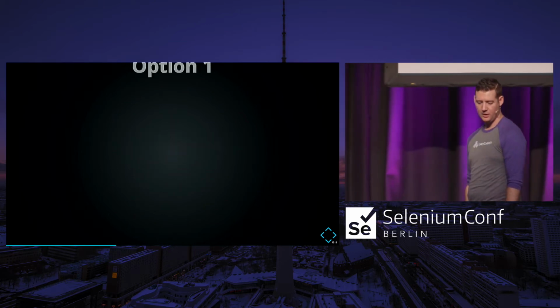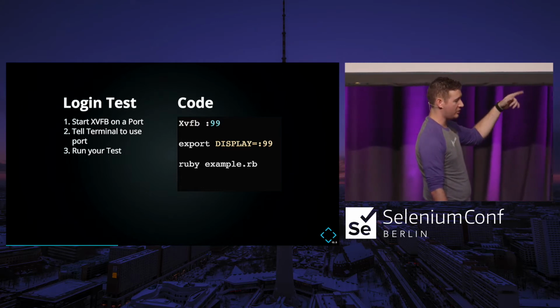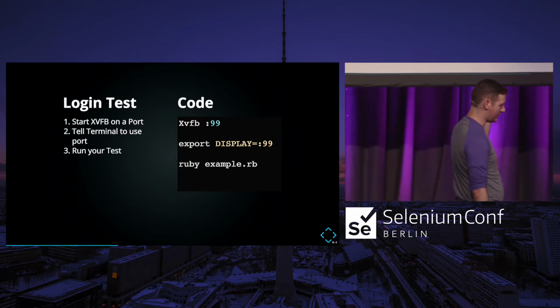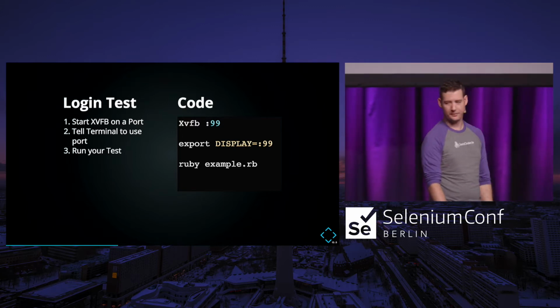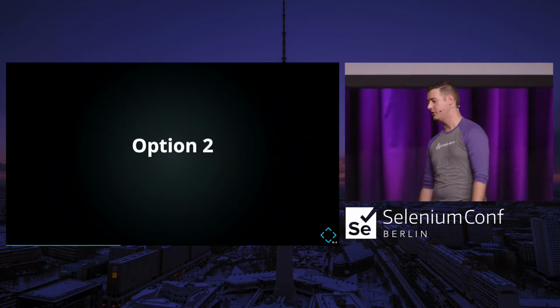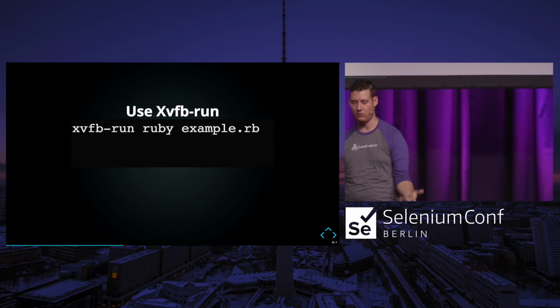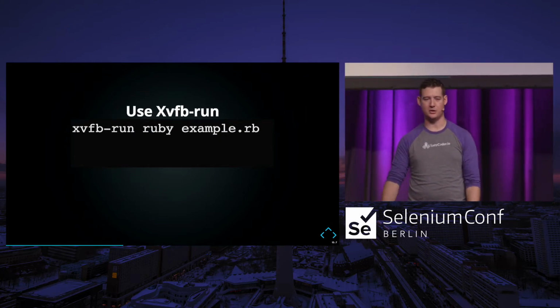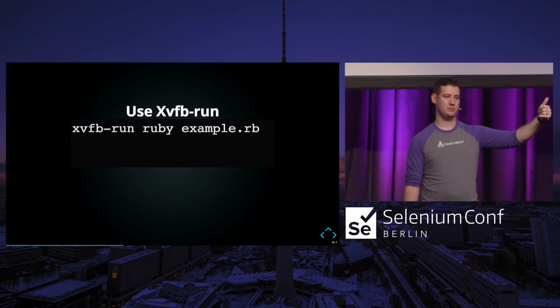So option 1, you can start it up on a port in your terminal. Tell the terminal that you're going to use this port for the next command, and then type in the next command. This one's Ruby example 1, whatever. Option 2 is to use xvfb-run, which essentially does all those same steps in one line. How cool is that? Cool.